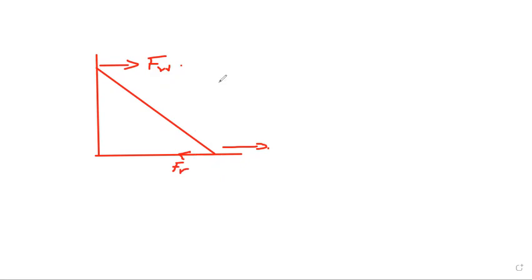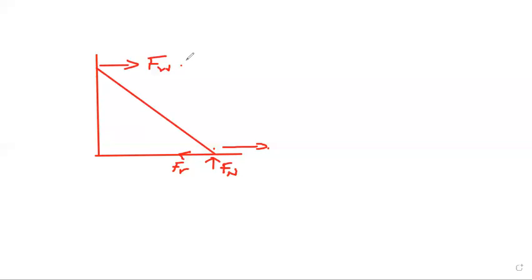Apart from the frictional force, we also have the force which the ground exerts on the ladder, and that force we call the normal force. You can show it at the top, or you can show it here, there's no problem. So this is the normal force here.